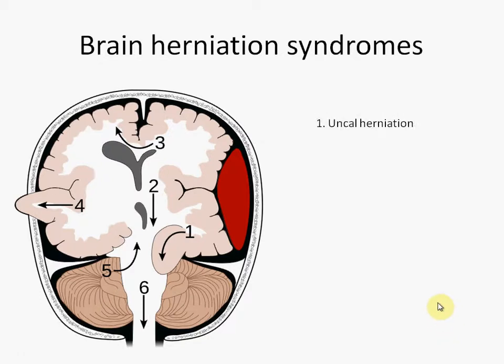Number one is uncal herniation. Always got a bit confused first of all here in uncal herniation. It's nothing to do with relatives, as auntie or uncle. This here is the temporal lobe of the brain, okay, and this part on the medial side is known as the uncus, okay, the uncus of the temporal lobe. So if the uncus herniates due to pressure, it's known as uncal herniation. Okay, so number one, uncal herniation.